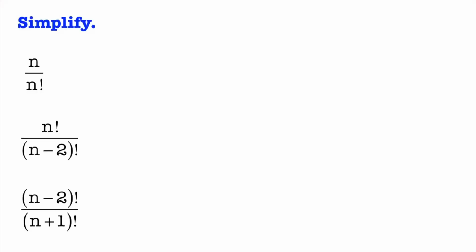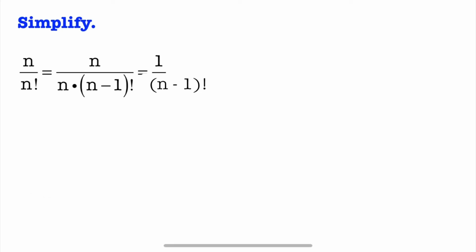Now try to simplify the following expressions using your knowledge of factorials. Pause the video, write down your solution, and then check your answers afterwards. For number 1, you're going to rewrite the denominator as n times n minus 1 factorial. We're going to cancel out n, leaving us with 1 over n minus 1 factorial.